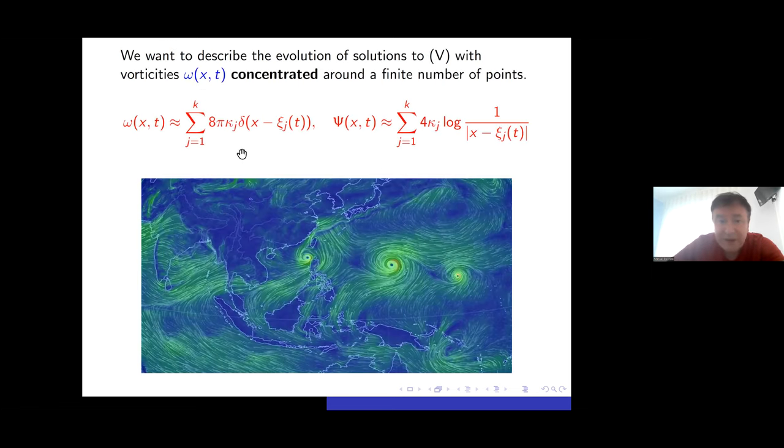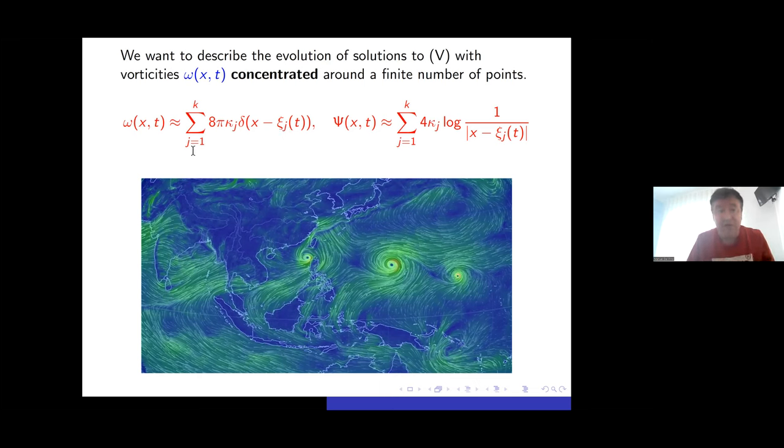What I am interested in this talk are solutions with highly concentrated vorticity. What do I mean by that? Solutions whose vorticities are concentrated around a finite number of points which evolve in time. So the solution will look like a linear combination of Dirac deltas centered at a finite number of points.